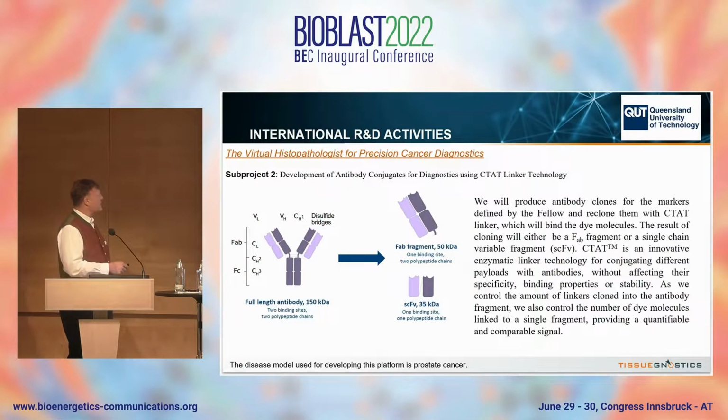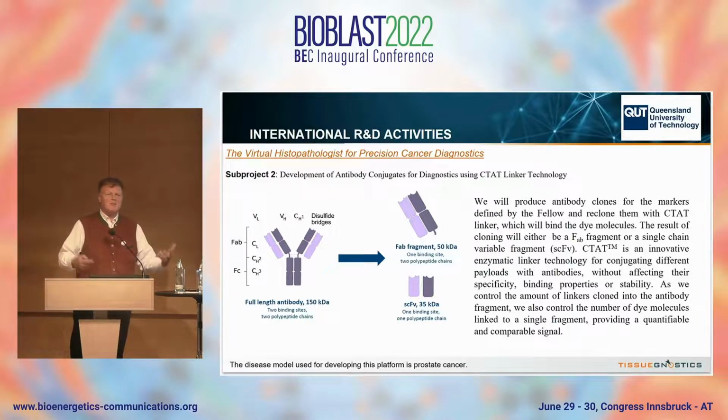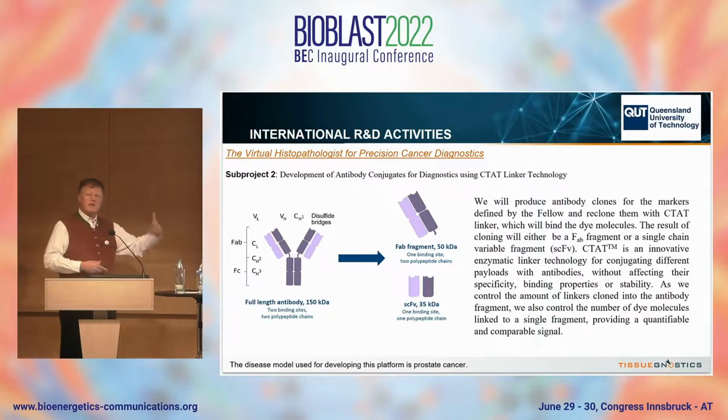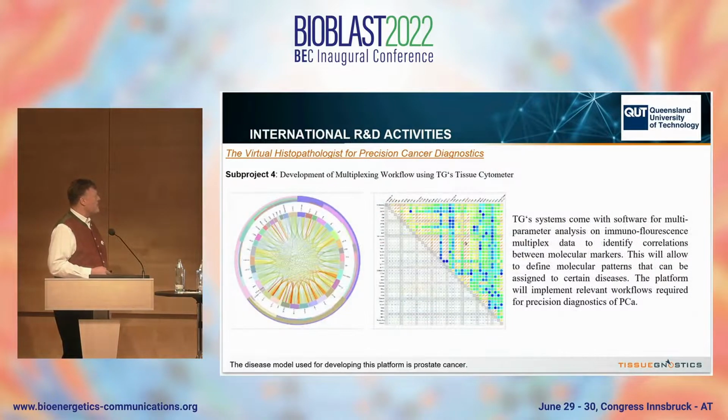The second part is development of antibody kits using a linker technology that allows easy multiplexing staining, so restaining of the same sample. Then in project 3, we combine protein markers with genetic information like DNA and RNA, and then comes the actual AI work, which includes data mining.